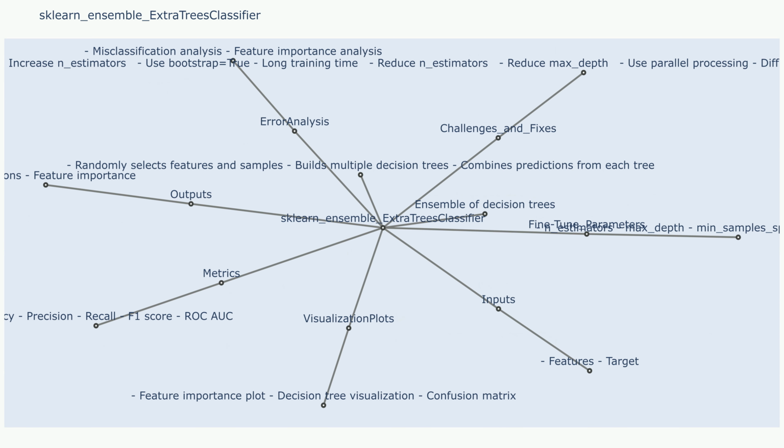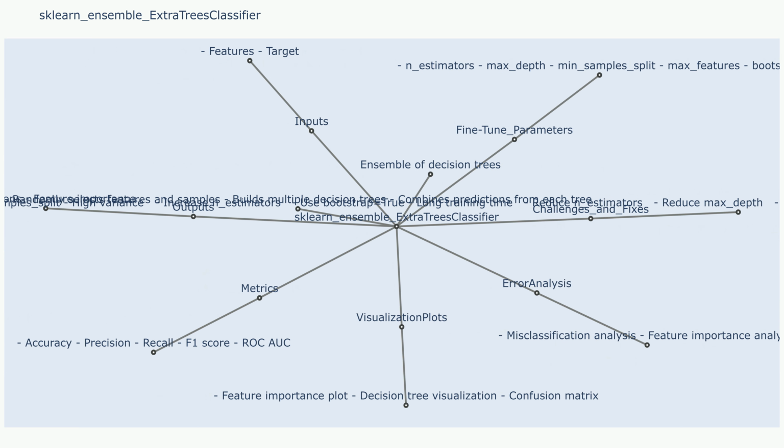Inputs: X, a 2D array-like structure representing the input features, where each row corresponds to a sample and each column represents a feature. Y, a 1D array-like structure representing the target values for each sample. Outputs: predictions, an array containing the predicted class labels for new data points. Probabilities: a 2D array containing the probabilities of each sample belonging to each class.